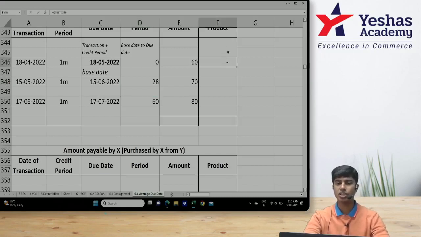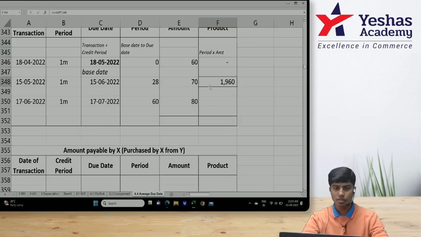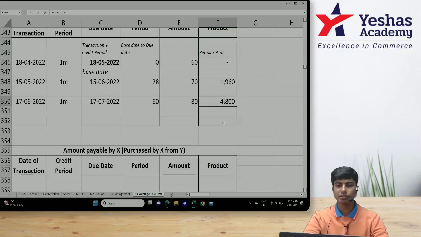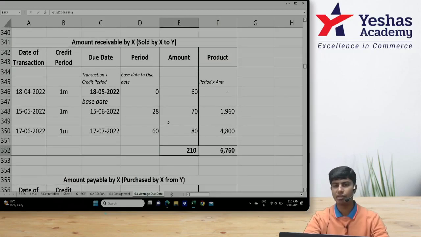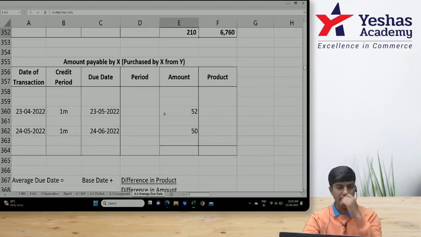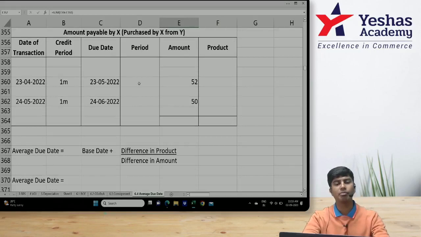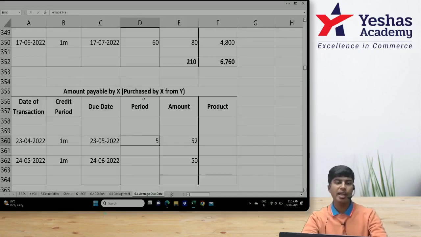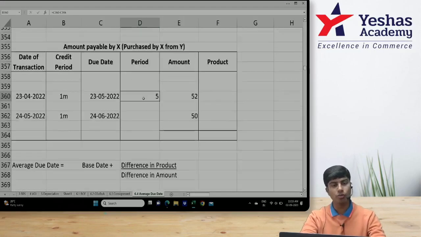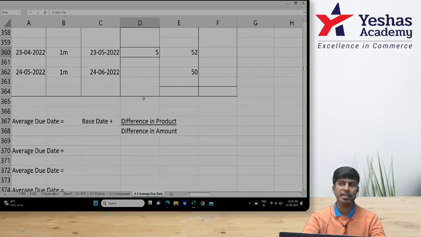60, 0 into 60 is 0. 28 into 70, 1960. 60 into 80, together 6760. Here 210. Am I right? Come on, we'll do it here also. So the date is 18th May. 18th May to 23rd May is 5 days. 18th May to 24th June, that is 13 days in May, 24 days in June.